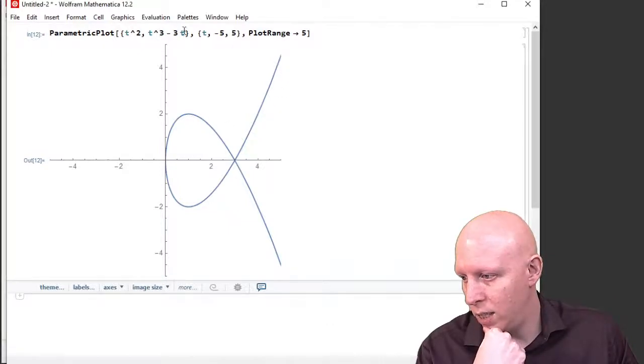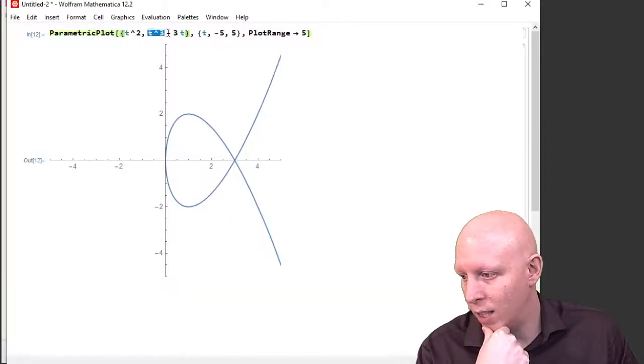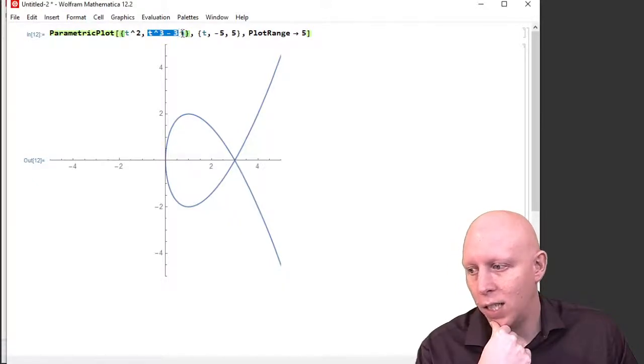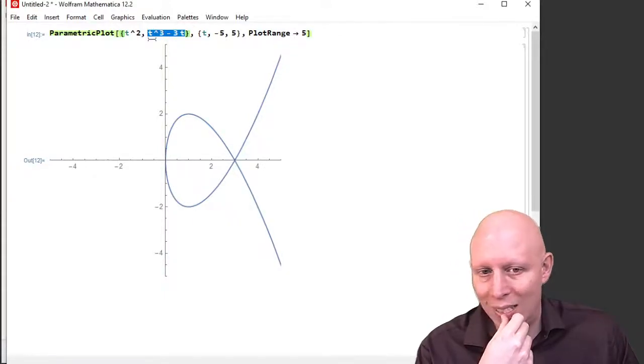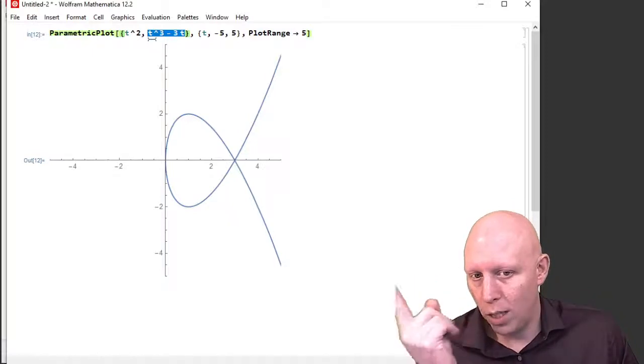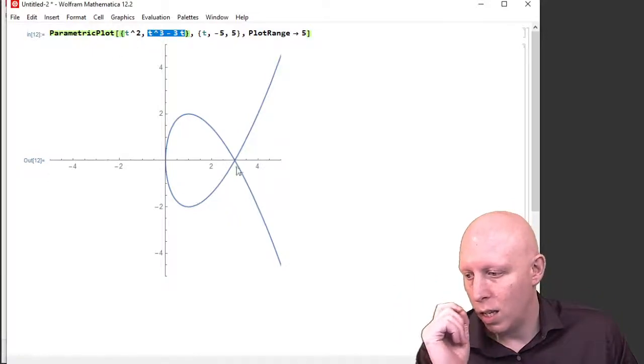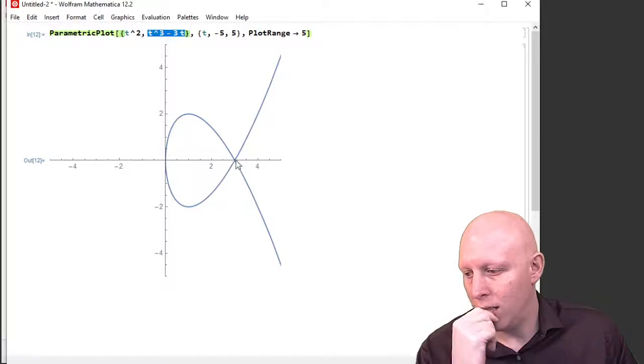When t is negative, this is negative. So that means we're coming up from here, we're going around here, we're going up this way, and we're asking what is the tangent line here at (3, 0).